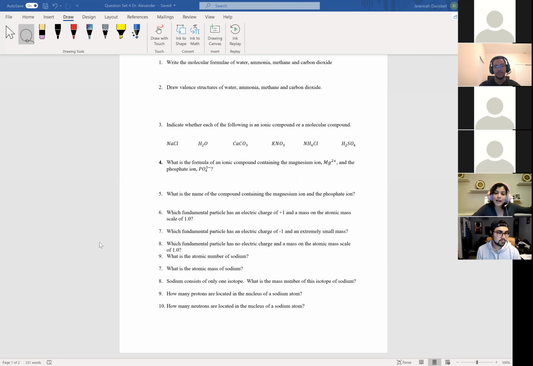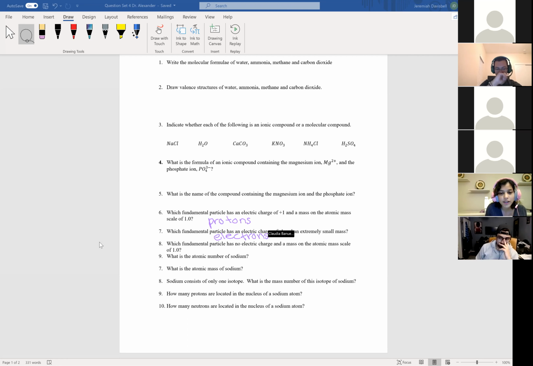Which fundamental particle has an electric charge of +1 and a mass of 1? Protons. Yes, exactly. And these most likely will be on the exam because I've taken it with Dr. Alexander. So yes, it's protons. Which fundamental particle has an electric charge of -1 and doesn't really have any mass? It's really, really small. Electron. Yes.